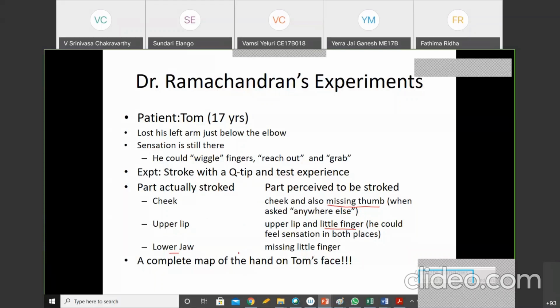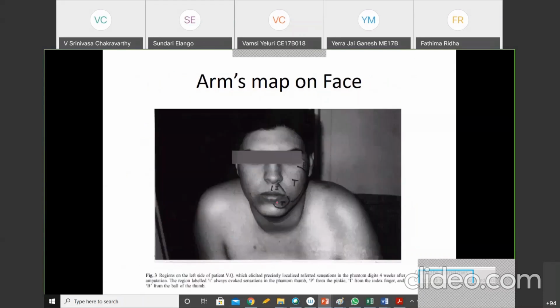So the point is, there is a kind of a complete map of the hand on Tom's face. That is, stimulation of different points in Tom's face were mapped onto different parts of Tom's hand, the phantom limb. So how is it possible? What does it even mean, right? So this is the map of the hand as it is superimposed on Tom's face. So thumb is here, index finger is here, and so on and so forth.